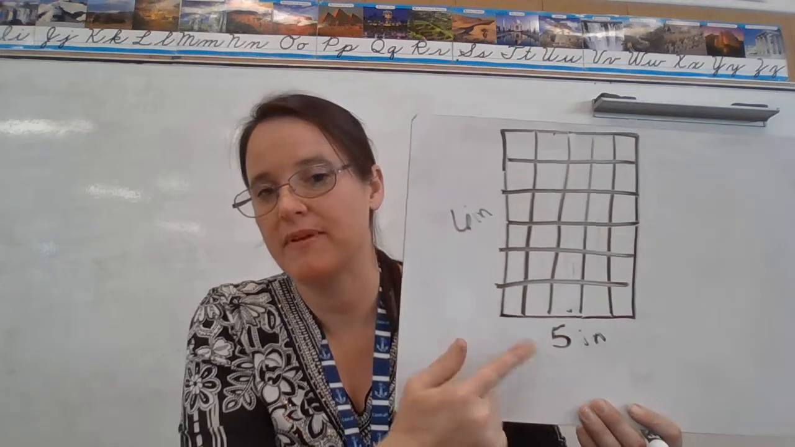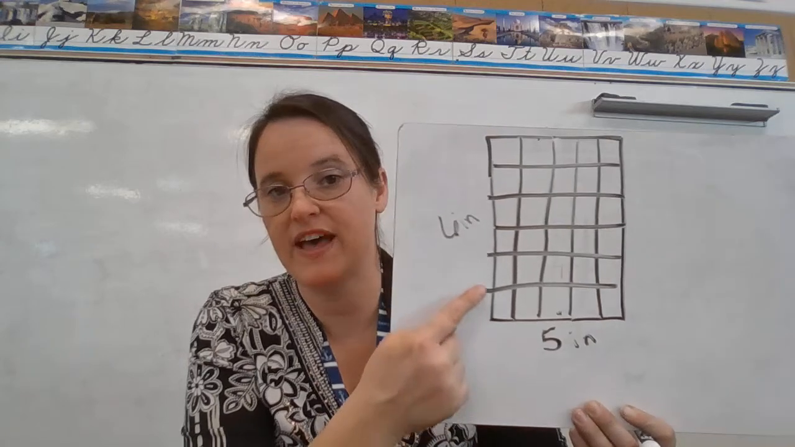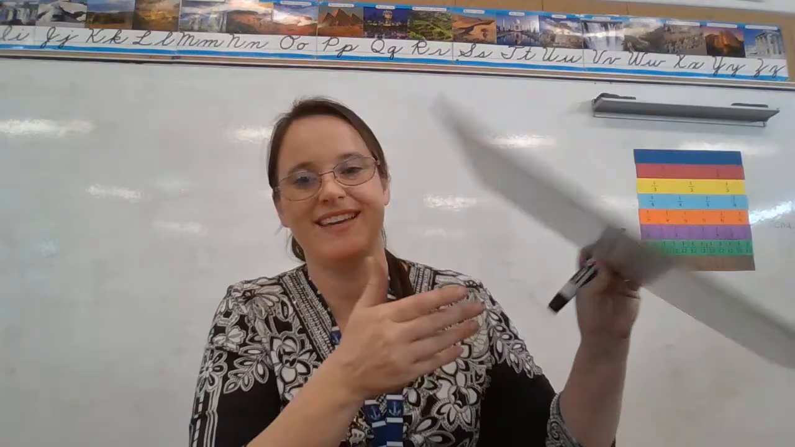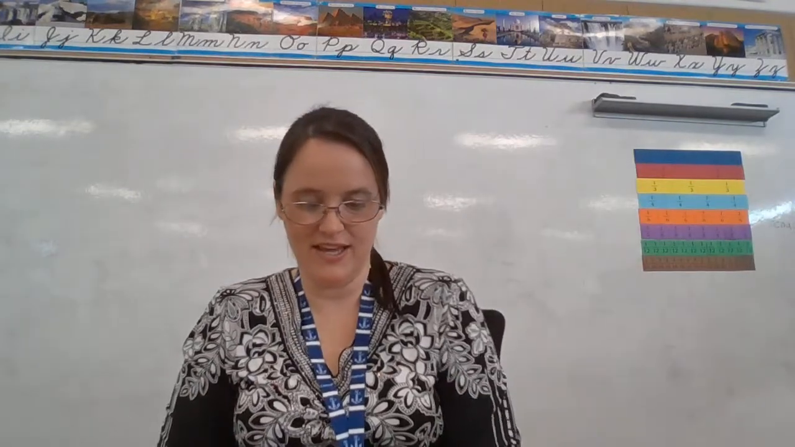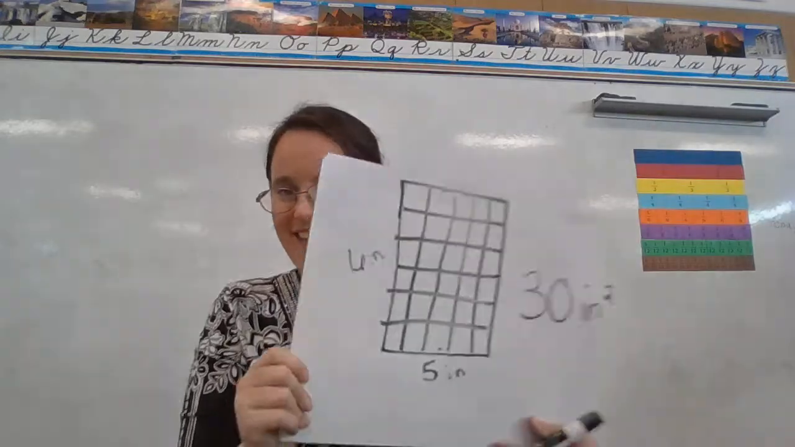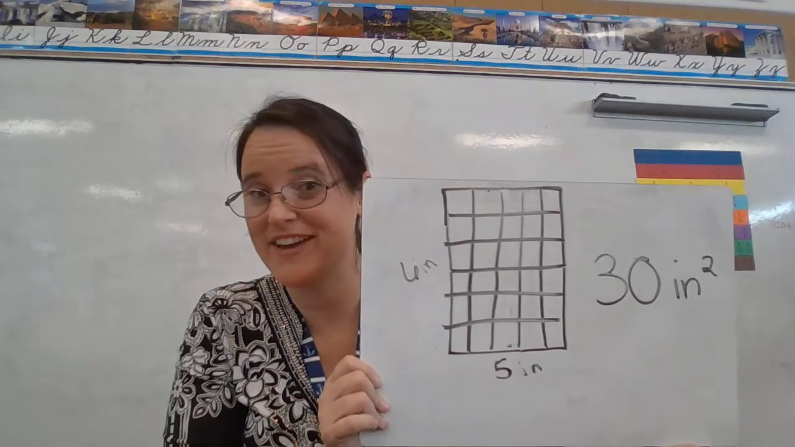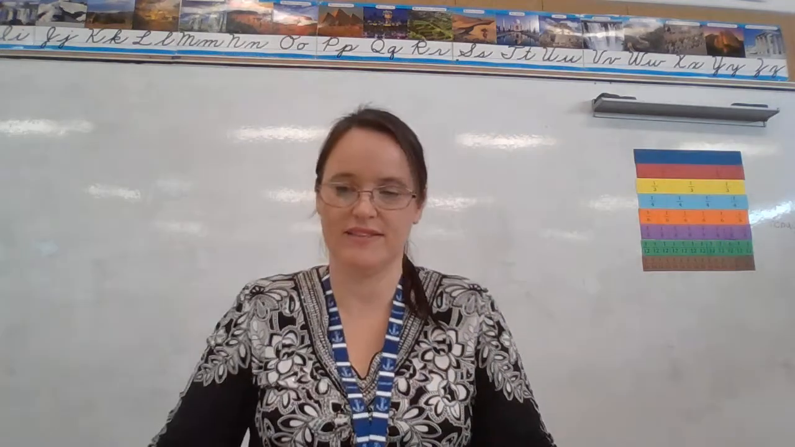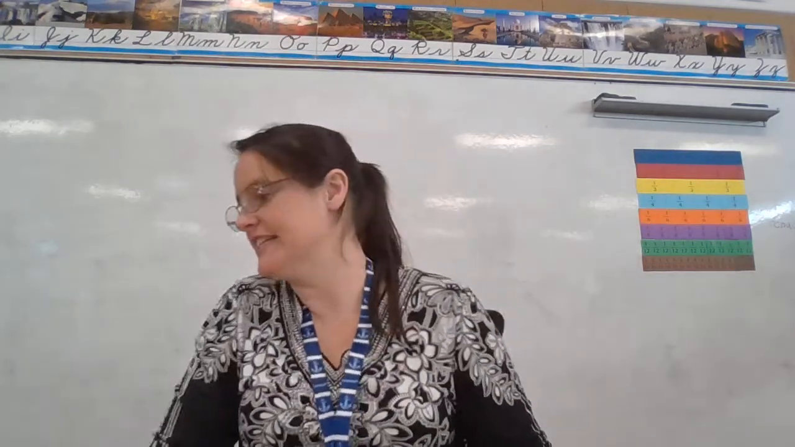And then I prefer to count by 5s over 6s. So 5, 10, 15, 20, 25, 30. 30. Do you have the label right? 30 square inches is what you need. 30 square inches is how big Stan's journal is.